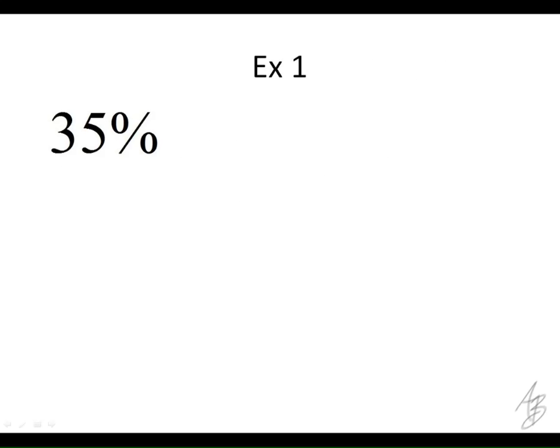All right, so 35%. We want to write this as a fraction. Remember, percent means what? Out of 100. So 35% means 35 out of 100. So how do we write 35 out of 100 as a fraction? 35 over 100, and I'm done, right?